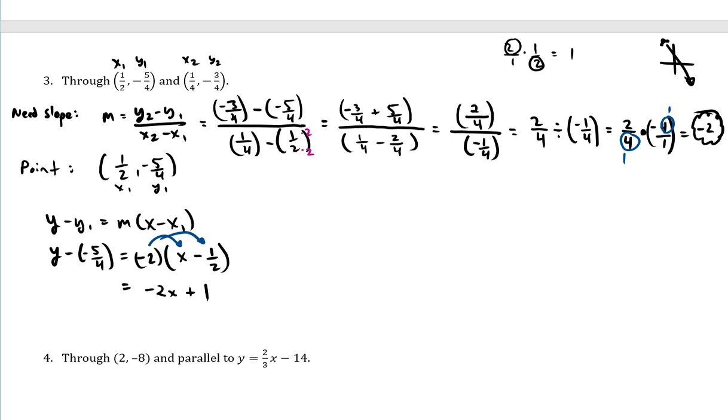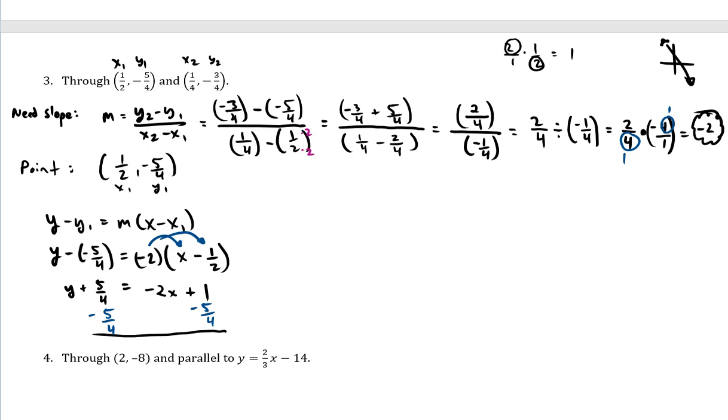So 2 times 1/2 is 1. So we have -2x plus 1 so far on the right. And then on the left side, well, we do have a double negative, so let's just write that as y plus 5 quarters. Okay, and then now I want to completely get y by itself, so all we have to do is one last thing, subtract the 5 quarters. And then we'll have it.